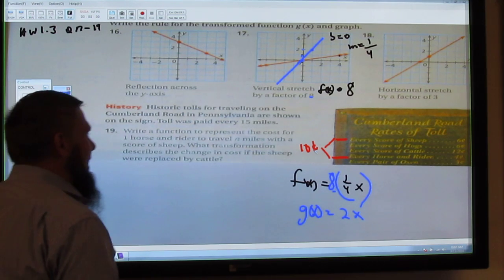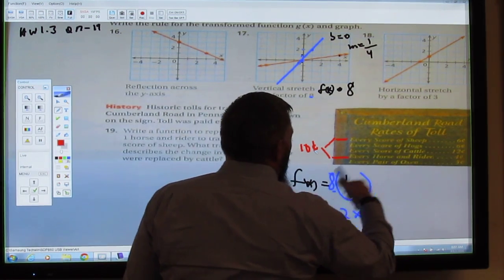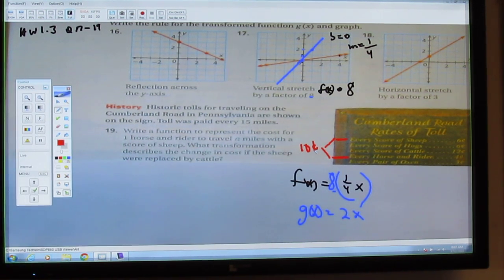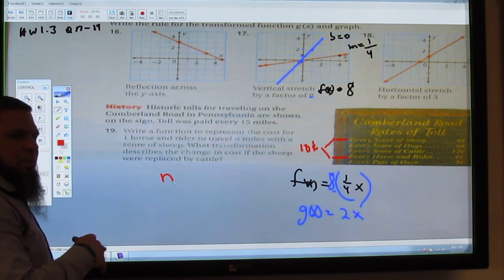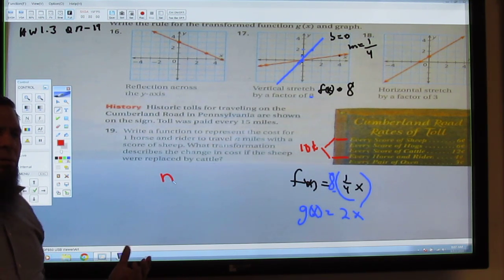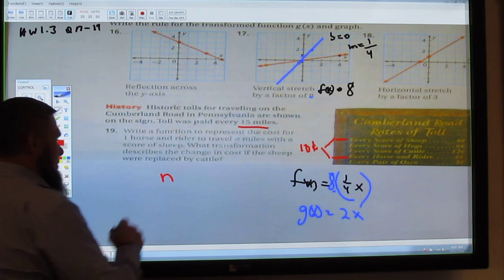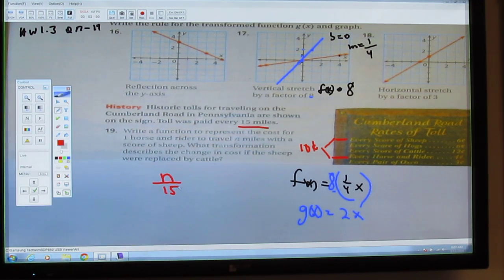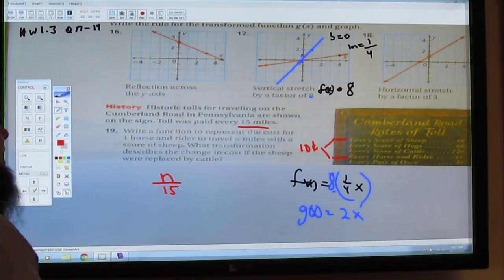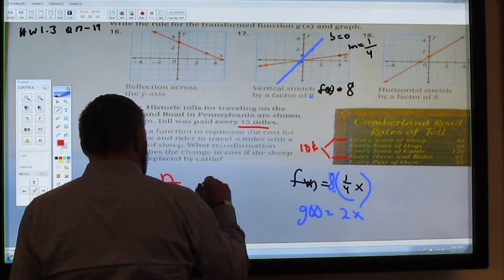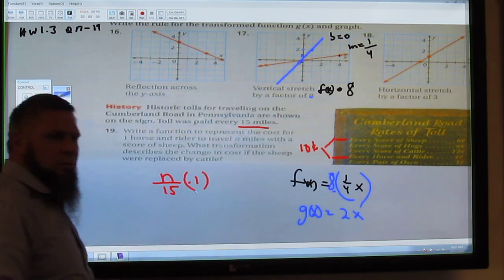4 plus 6. Okay? So it's going to cost us that every 15 miles. So if there's n miles, what would we divide that total miles by? 15, because it's every 15 miles. So it's going to be divided by 15, and then we're multiplying that by 10 cents. So n over 15 times 0.1. Okay?